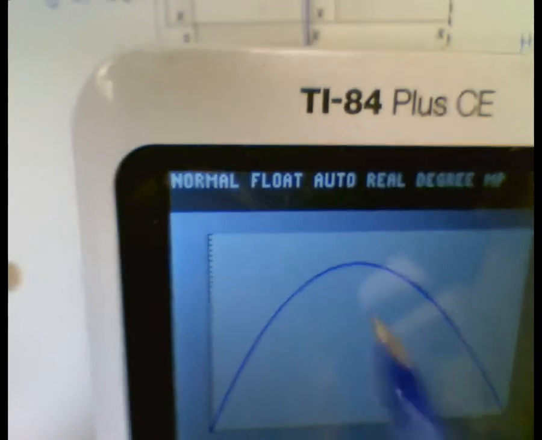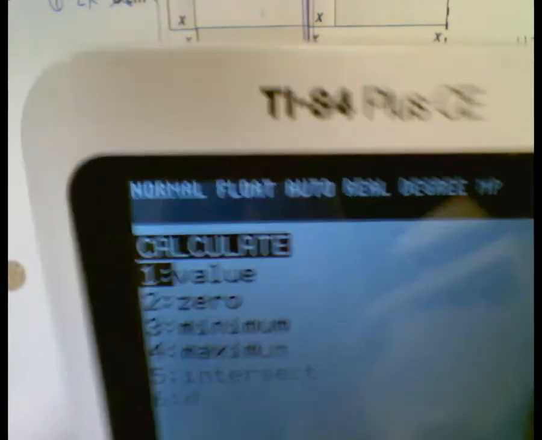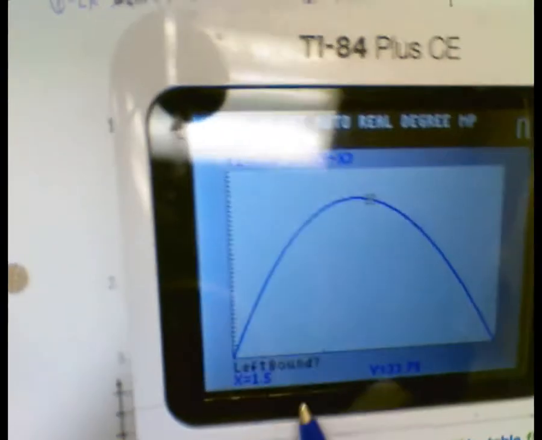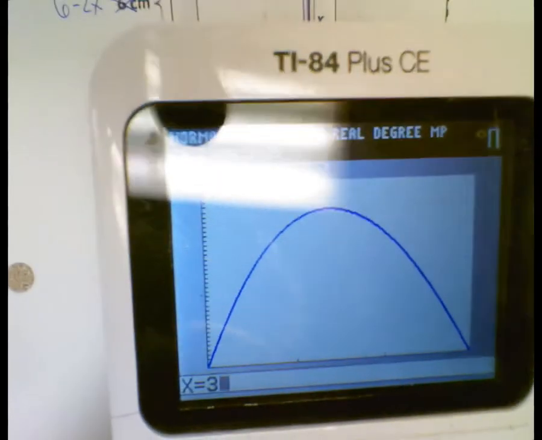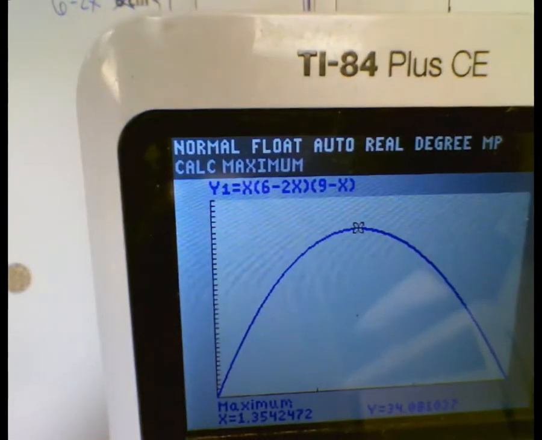So if I want to know what the range is, I need to know what my max is. So we're going to press second trace, max, number 4. My left bound guess is going to be my zeros. 0, enter 3. I'm doing my domain, 0 to 3. Guess. So it's somewhere between 0 and 3. And it says my max is 1.35.